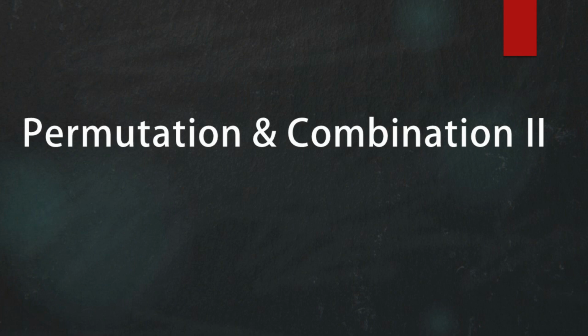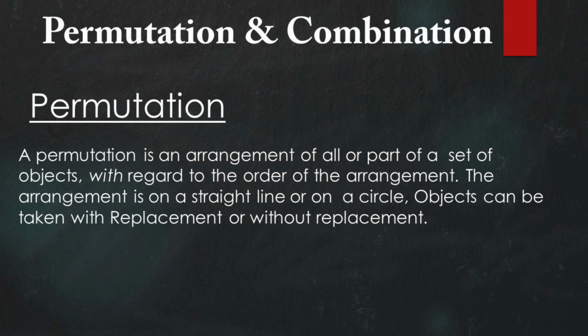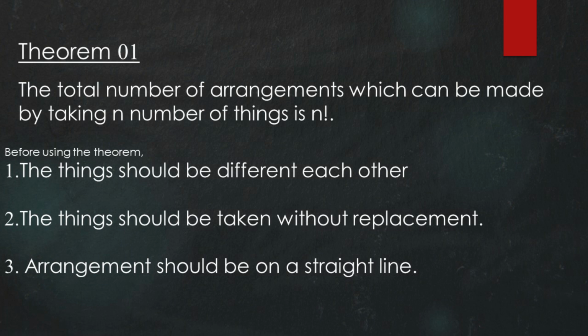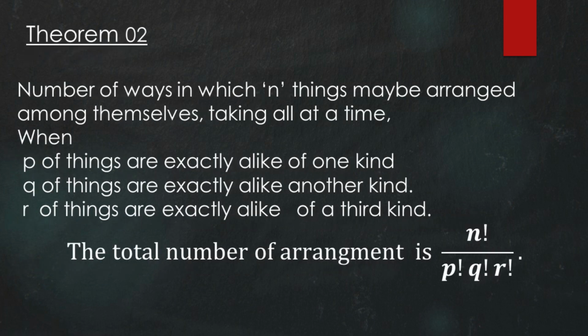Today I'm going to present the second tutorial on permutation and combination. In the previous tutorial we discussed permutation, what a permutation is, and the permutation theorems that we have. We didn't discuss combination yet. Theorem one, where the things should be different, we also discussed, and theorem number 2 also.